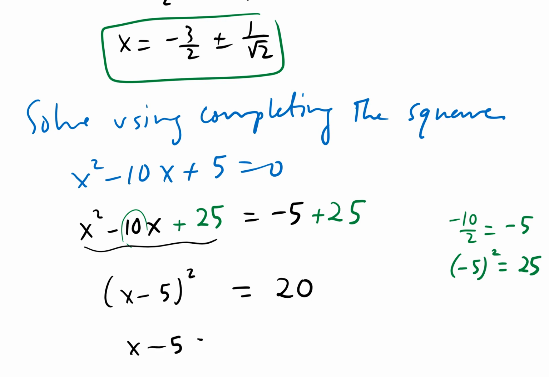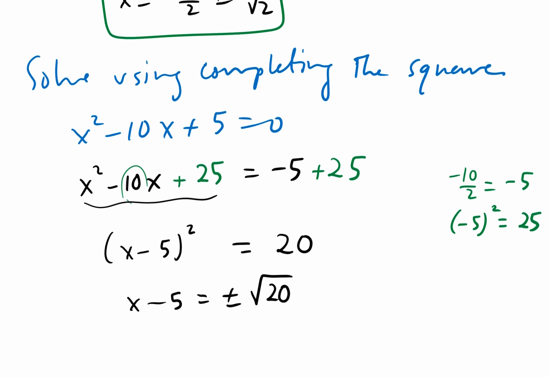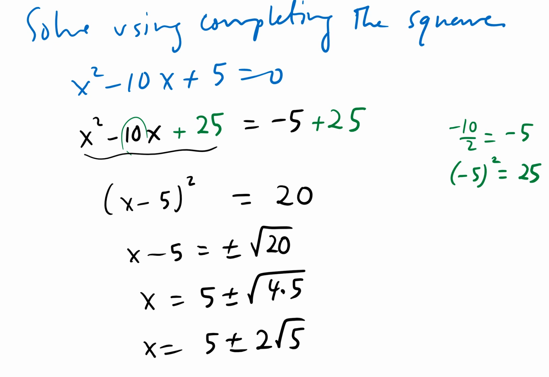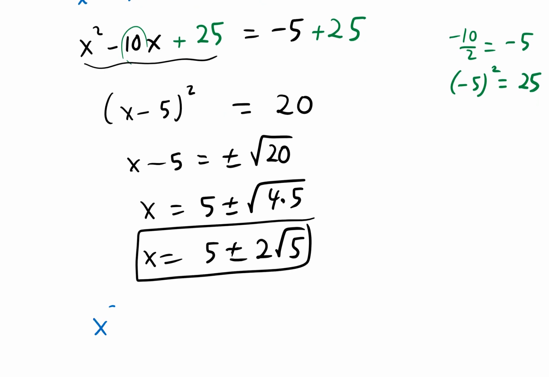So x minus 5 is plus or minus the square root of 20. So x equals 5 plus or minus 4 times 5, 5 plus or minus 2 square root of 5. You can keep it like this, or you can split it up into two solutions. Another example, I recommend you pause the video and try it.